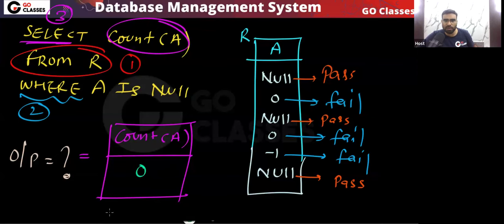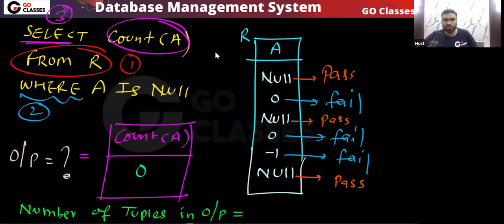If I ask you number of tuples in the output, what will that be? The answer will be 1. This is a tuple, right? Yes or no? See, this is a tuple. The tuple value is 0, but this is a tuple. So number of tuples in the output will be 1. Is this clear to everyone? Please tell me.